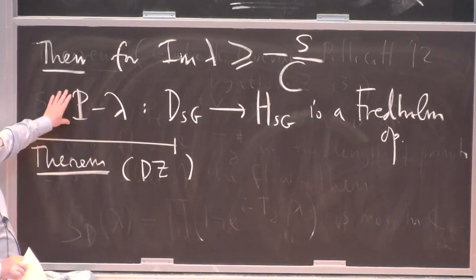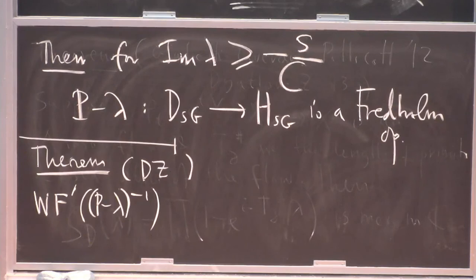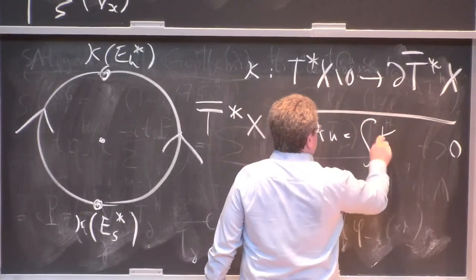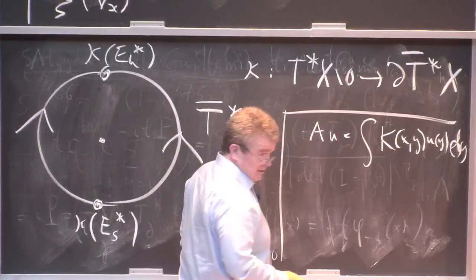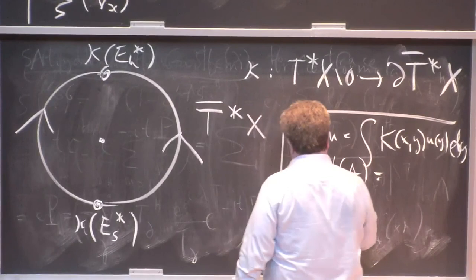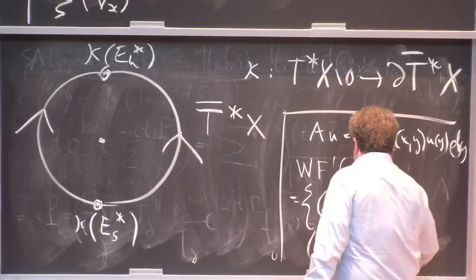So our result is about the wavefront set prime, so I'll say what it is, I'm not sure if this made an appearance. If I have an operator A, Au = ∫ K(x,y) u(y) dy, where K is a distribution, then of course we have a wavefront set of K. The wavefront set prime of A is the set of points (x, ξ, y, η) such that (x, ξ, y, −η) is in the wavefront set of the kernel of A.